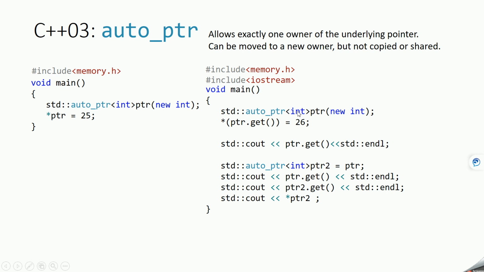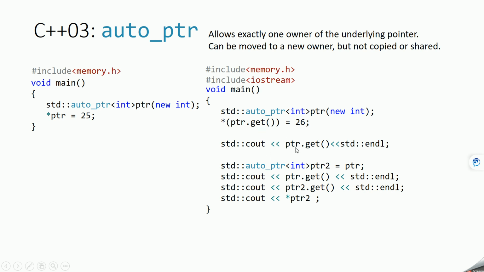So in this example here also, we are creating a pointer that is a smart pointer using this auto_ptr, and now we are assigning the value to the memory to which this ptr is pointing. So here we are using get. The get function is used to get the address of the memory location that this ptr is pointing to. Okay, and by dereferencing this, we are assigning the value. So first we'll get the address of the memory to which this ptr is pointing, and then we are dereferencing and then assigning the value.